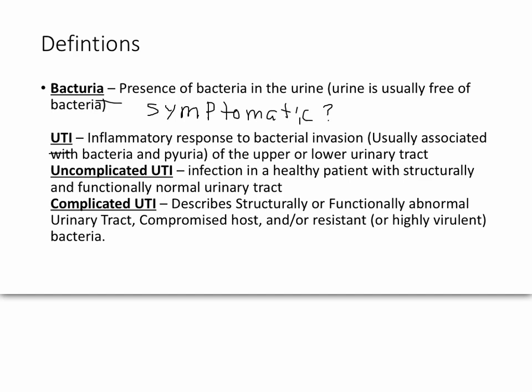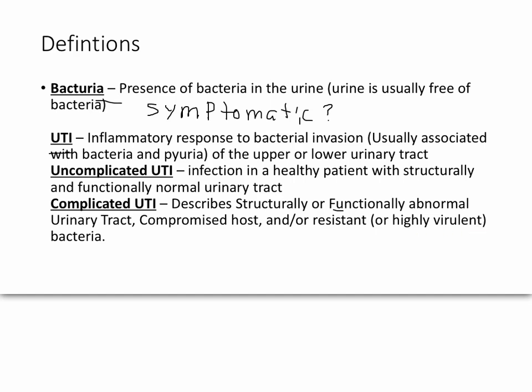A UTI can either be complicated or uncomplicated. Uncomplicated, the person that's infected is healthy, all of the anatomy is fine, and there's a normal urinary tract. A complicated UTI, there's something either structurally or functionally wrong with the kidney, usually the kidney, but anywhere in the urinary tract. The host is immunocompromised, or the bacteria is highly virulent or resistant.